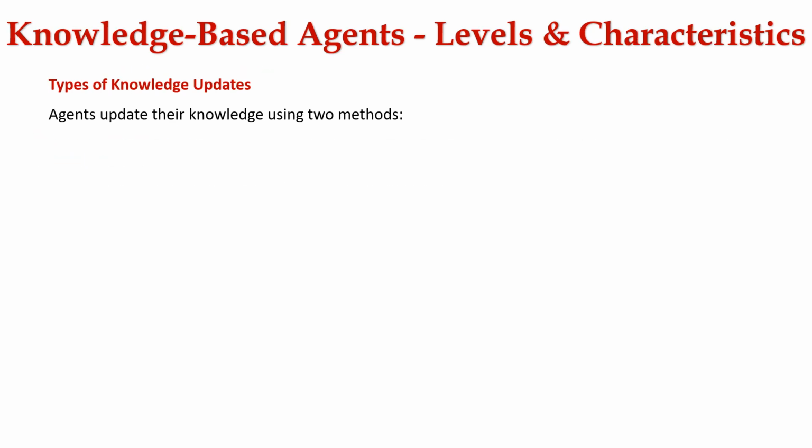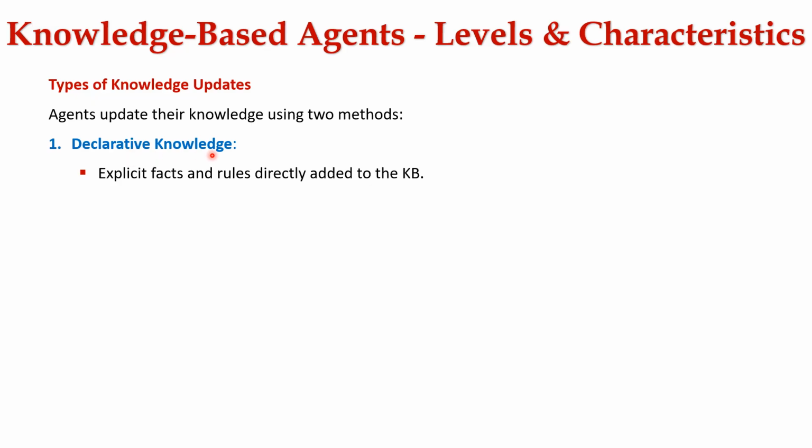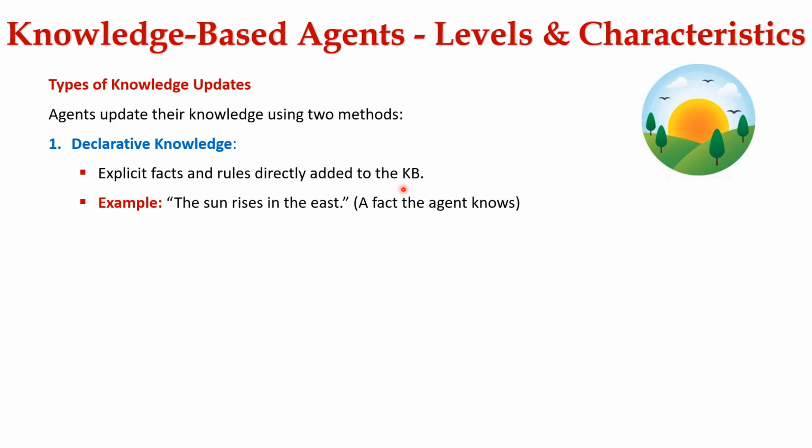Now let's learn about types of knowledge updates in knowledge-based agents. Agents update their knowledge using 2 methods. The first comes declarative knowledge. Here, the explicit facts and rules are directly added to the knowledge base. For example, the sun rises in the east. So this should be known to the agent since it is a fact.